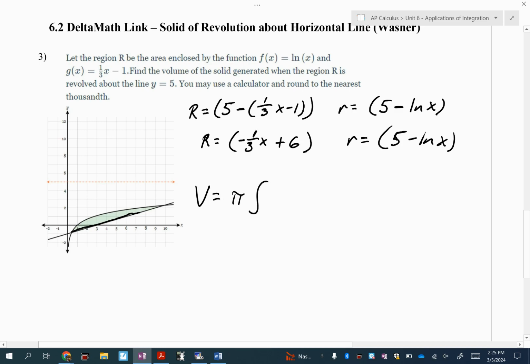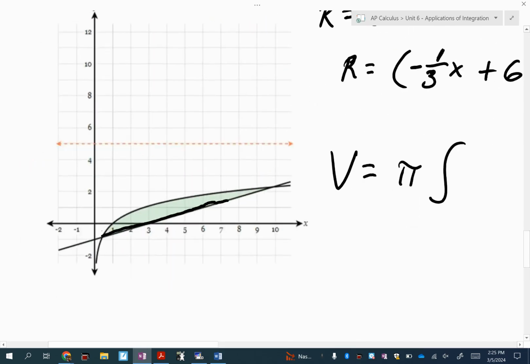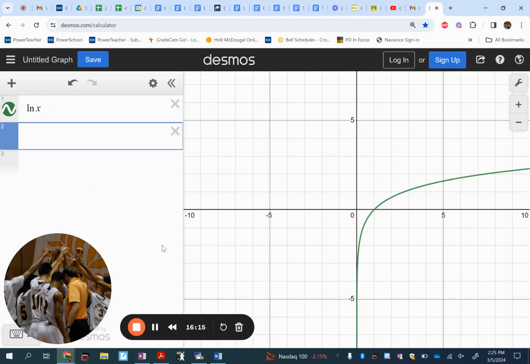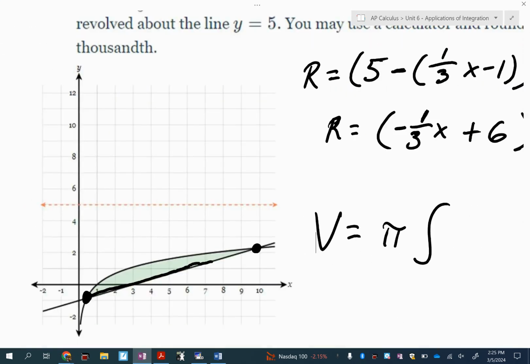What are my limits of integration? Let's see. Looks like they are touching here and here. Can you just estimate? No. Good thing we're using a graphing calculator. Wait, what if I think they're touching it? Well, you're going to find out that what you're thinking is incorrect. All right, one of them was the natural log of x, right? And the other one was 1/3 x minus 1.